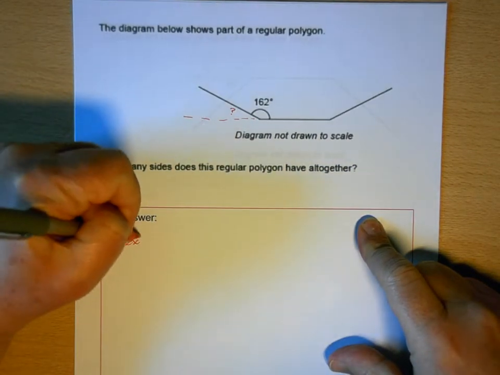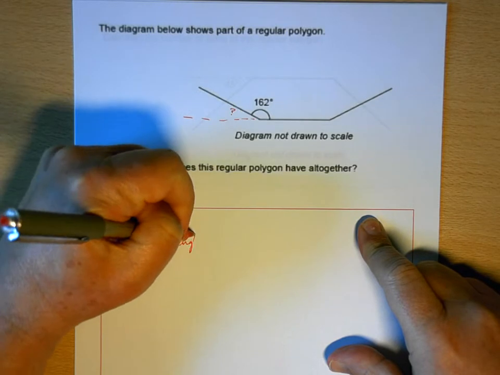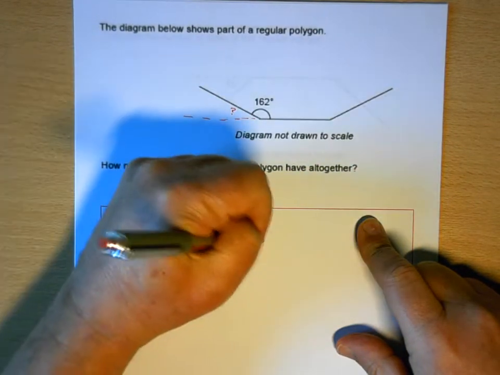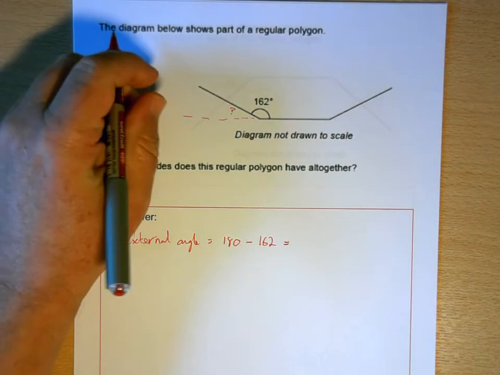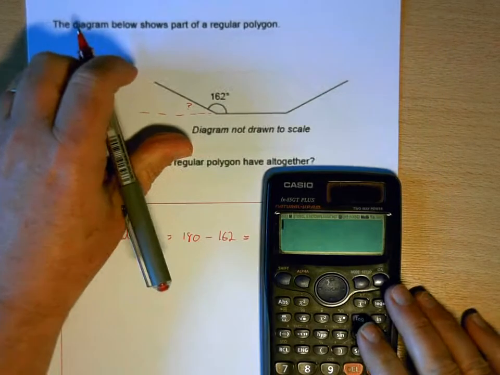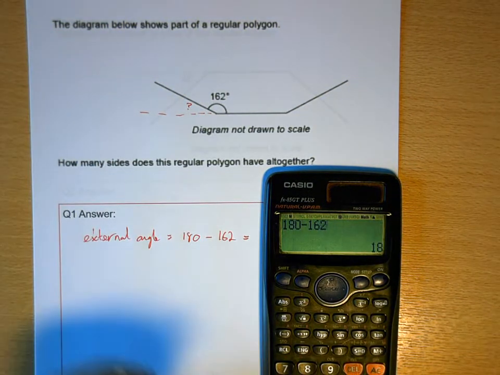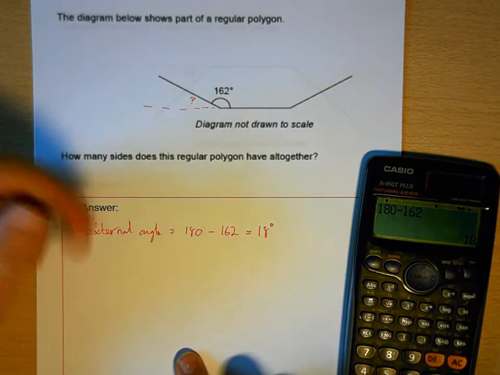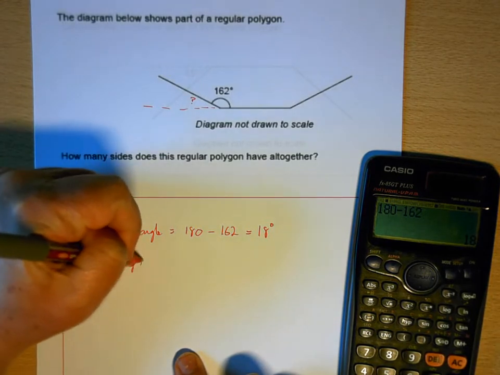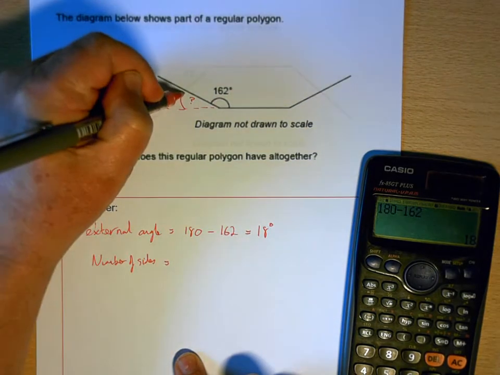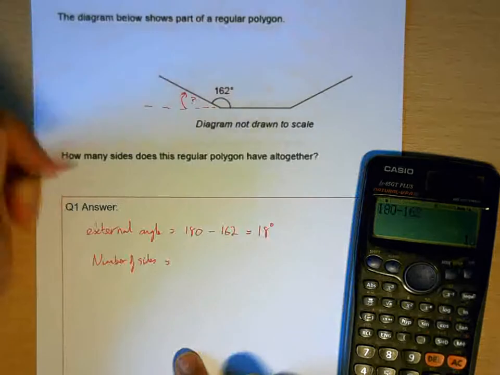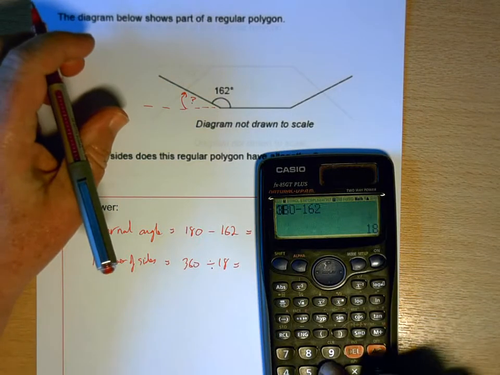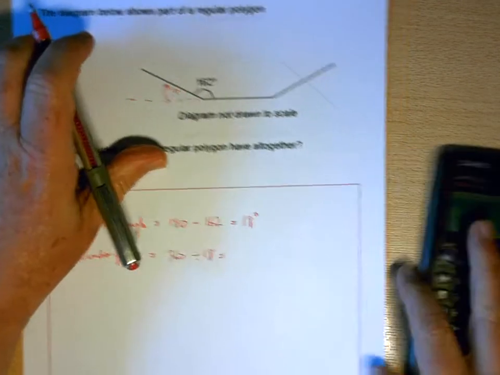So the external angle lies on a straight line with the internal, so it'll be 180 less 162, equals 18 degrees. So the external angle is 18 degrees. For the number of sides, I need to know how many of these 18-degree turns there are in 360 degrees. So 360 divided by 18 is 20. So there are 20 sides.